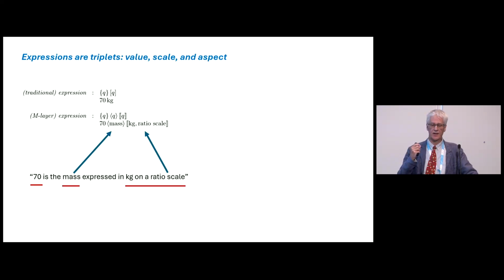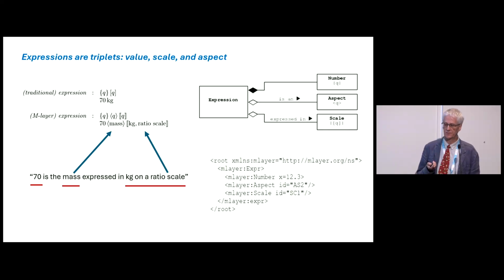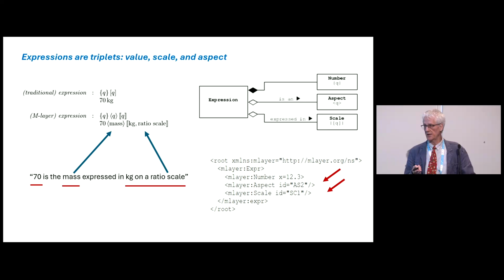So the M-layer will have a triplet of pieces of data instead of a pair. The traditional expression is value and unit. The M-layer will have value, aspect, and scale. So for example, in the M-layer, if you want to say the mass of something is 70 kg, it's more like saying 70 is the mass expressed on a ratio scale in kilograms. It embodies that amount of information. So in terms of your data, you'd have two identifiers, one for the aspect and one for the scale, instead of one for the unit.